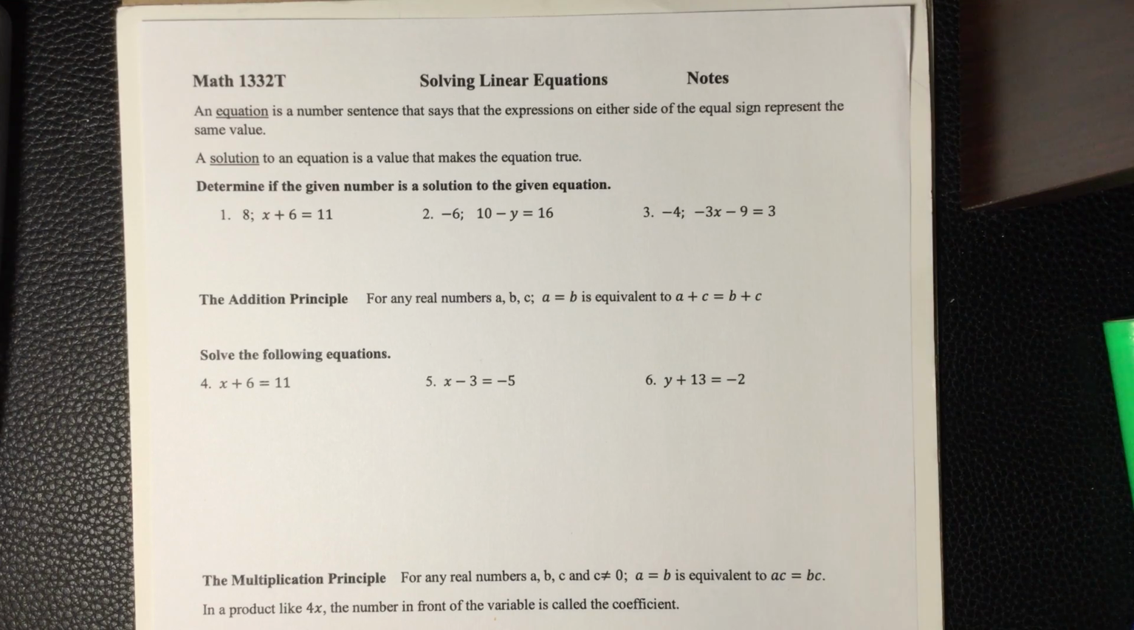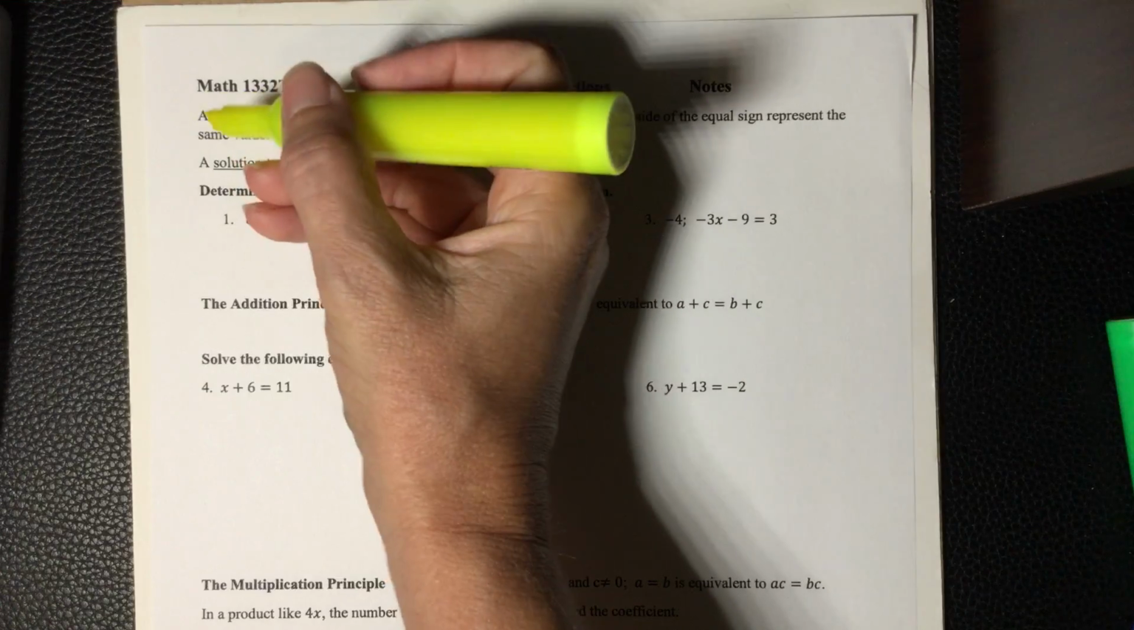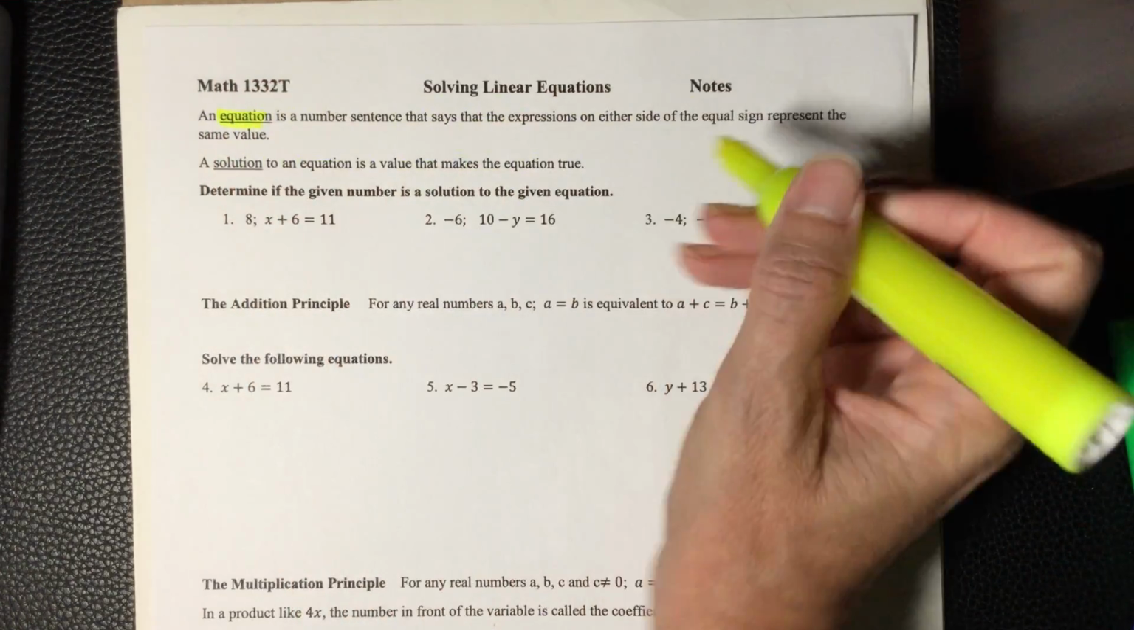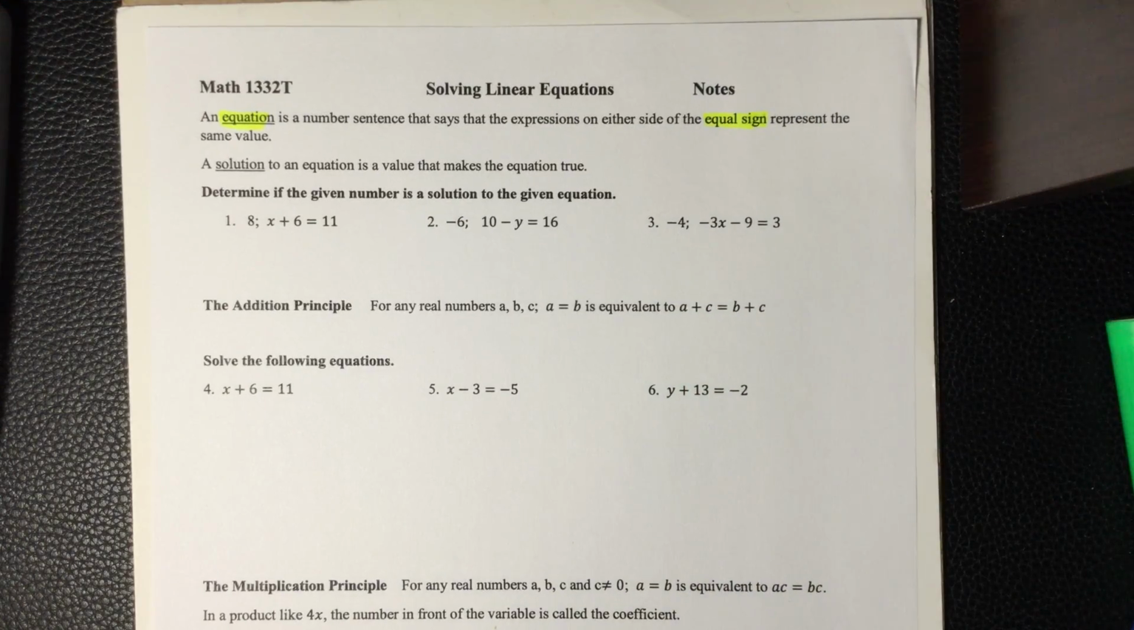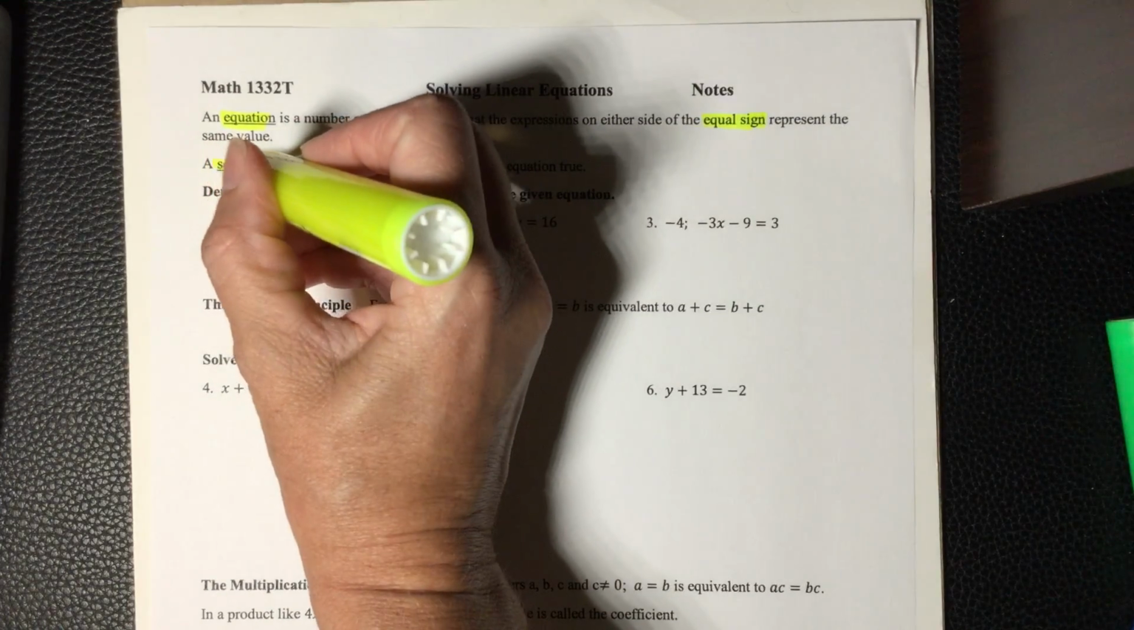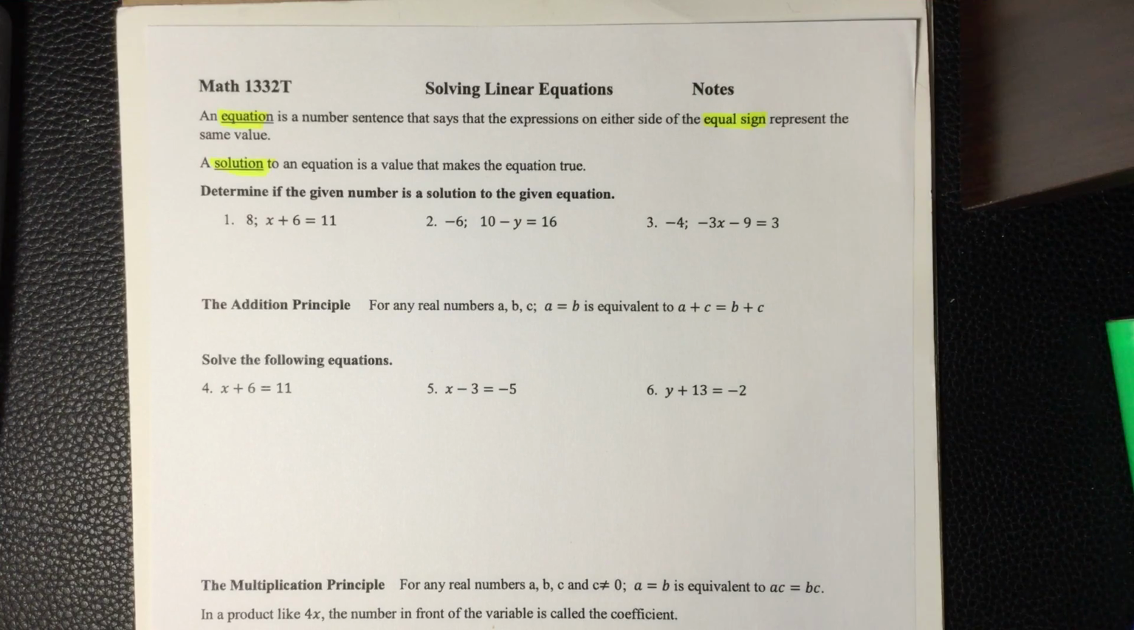So first we need to just talk about what an equation is. An equation, you're going to see that equal sign. And it's basically telling you that whatever is on the left side and whatever's on the right side have to represent the same value. And then a solution to the equation would be a value that when you put it in, it makes the equation true.